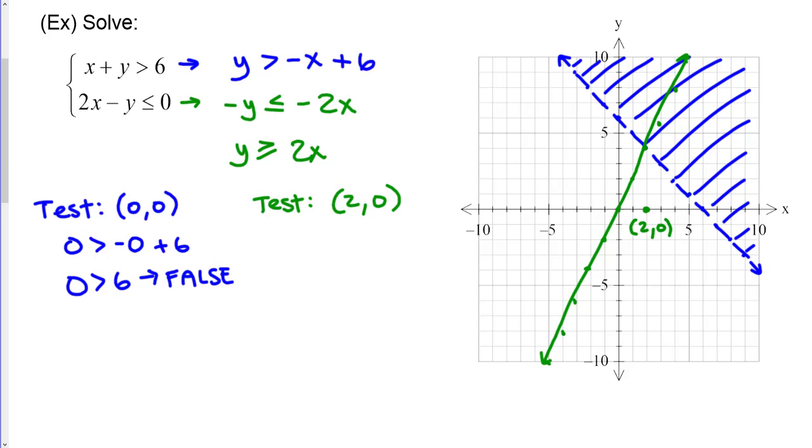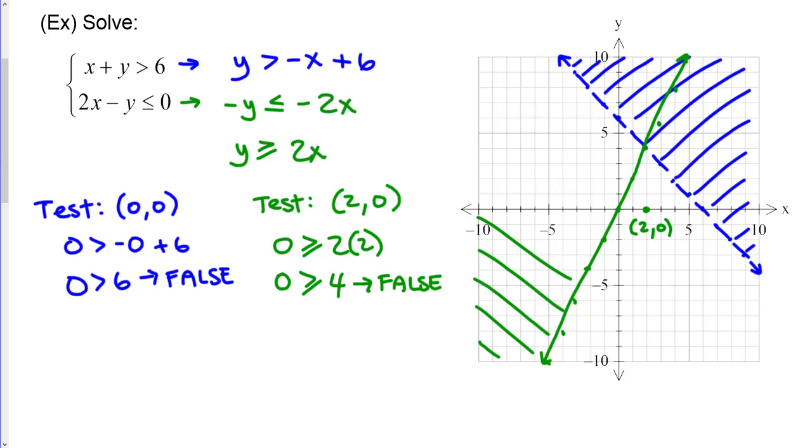So this would be 0 is greater than or equal to 2 times 2, or 0 is greater than or equal to 4, and that is false. Which means I just need to shade the side of the line that does not contain that point. So I'm going to shade this side of the line over here.